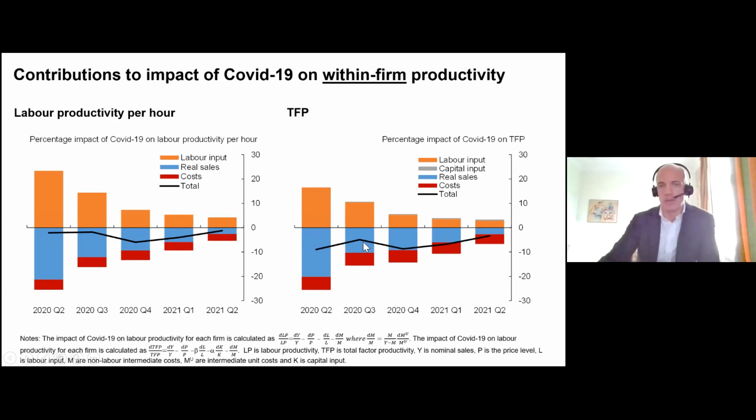The same goes for TFP qualitatively, but the labor input component receives a smaller weight, like a 2/3 weight rather than a weight of 1. And if you squint, you can see there's a tiny capital input component here, but it's almost nothing, because capital doesn't change very much. Even when investment plummets, like firms are saying it's going to or already has, it takes a long time for that to accumulate into an appreciably lower capital stock. The sales bars and the costs bars have basically the same impact, and therefore the impact on TFP is going to be more negative than on labor productivity per hour.